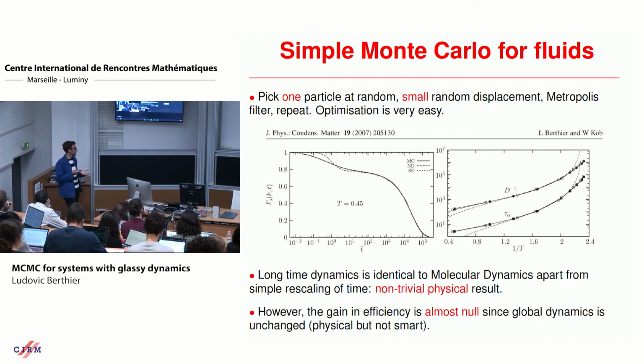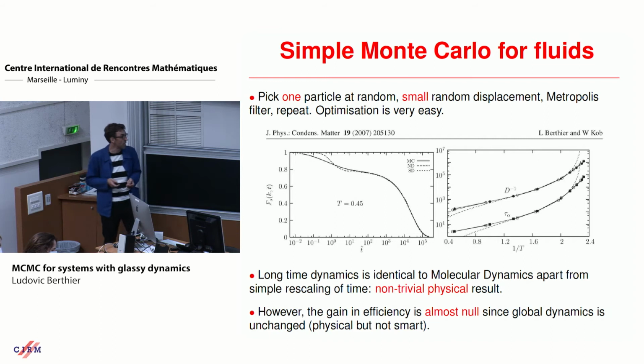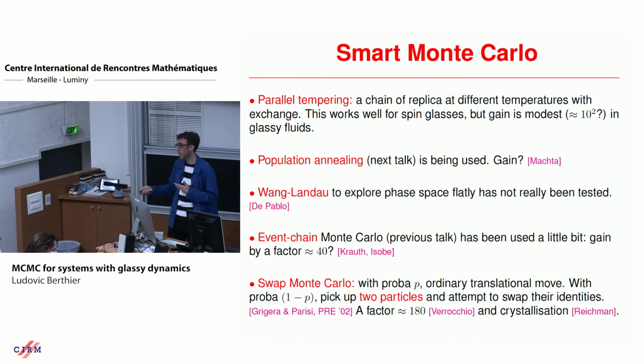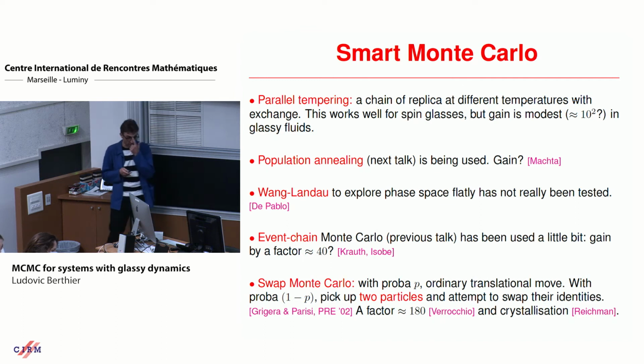So in terms of efficiency of the algorithm, you're dead, because the Monte Carlo algorithm, in that way, is just as slow as the molecular dynamics itself. So it's interesting, you can do the physics, but you cannot speed up the dynamics. So that's the trade-off. It's a physical algorithm, but it's not smart in the way I've described before.